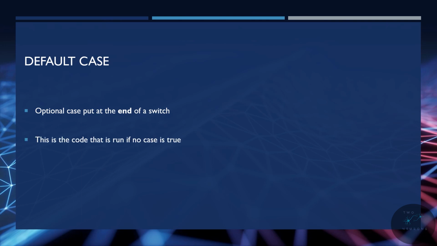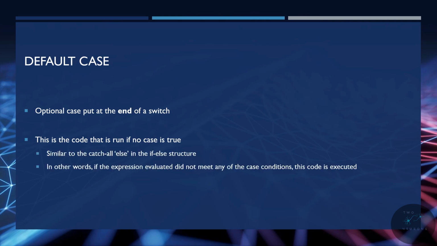The default case is similar to the else statement in an if-else structure, in that it's code that runs if no other case is true. In other words, if the expression evaluated did not meet any of the cases, this code is executed. It is useful to use the default case when you have a quote-unquote default state that you want to have executed, or when you want to do debugging.